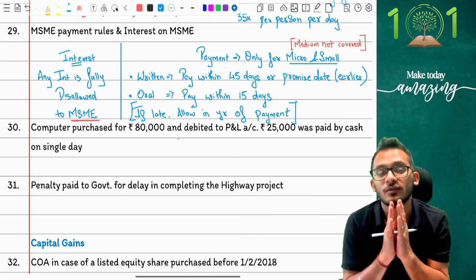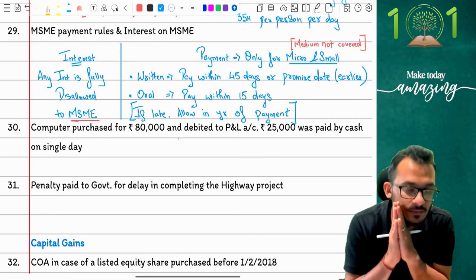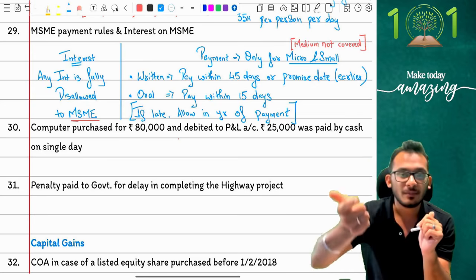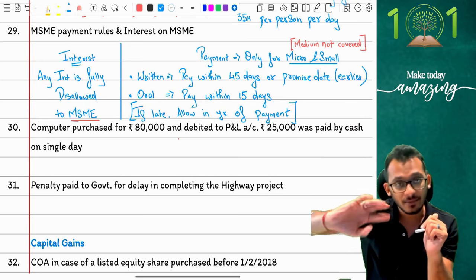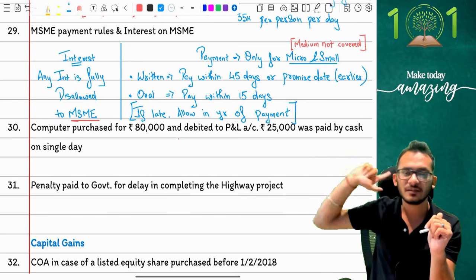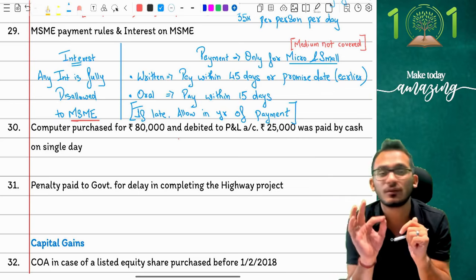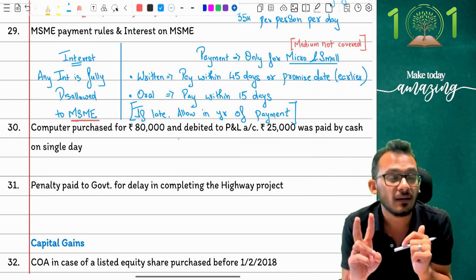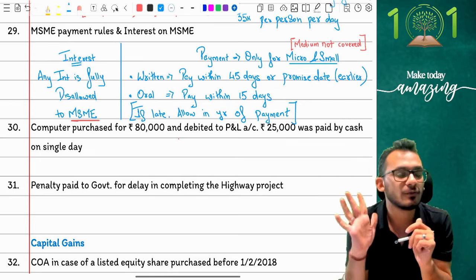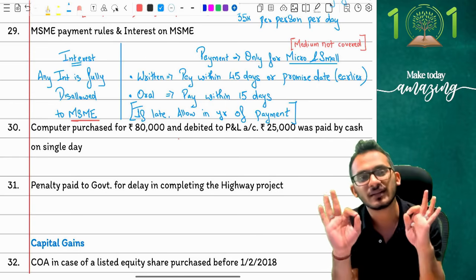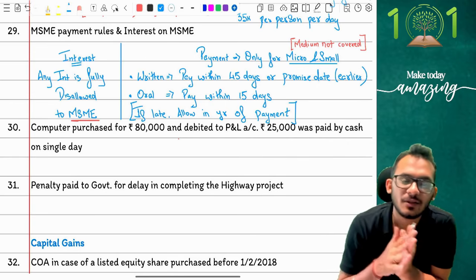The problem comes only in one scenario. The problem comes where the promise has happened in the current year, the sale has happened in the current year, and the payment is happening in the next year. That is when this conversation comes into the picture. So this conversation is only applicable when the payment and sale are happening in two different financial years. Whereas interest is anyway fully disallowed, nothing to be worried about, and this is what the conditions are. Clear with me on the conditions?